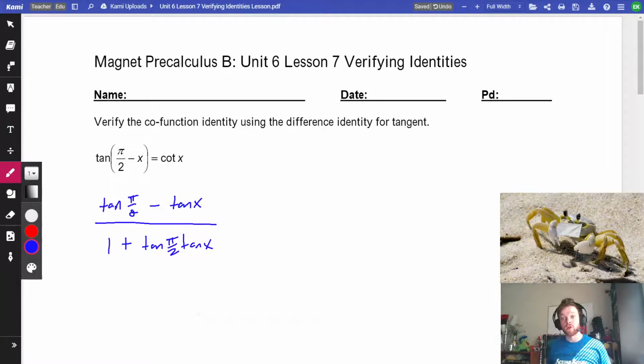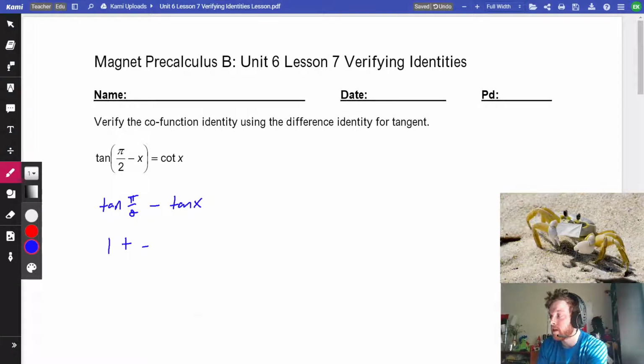We need to go back to the drawing board. Our tangent is undefined at pi over 2. Cotangent is undefined at 0 and pi. That's where the slope is 0, the reciprocal of that being undefined. Tangent is sine over cosine. Tangent of x is sine x over cosine x. I don't think this can be done using the difference identity for tangent. I think what we're going to need to do is turn it into sines and cosines. Sines and cosines are defined everywhere. The domain of sine and cosine is all real numbers.